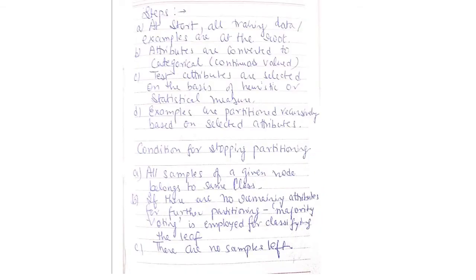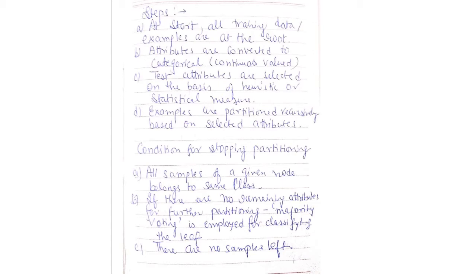At the beginning, when we start, all the training data or examples are at the root level. Then we firstly try to convert all the attributes into categorical attributes. Basically the continuous attributes are converted into categorical attributes. Then we test attributes on the basis of some heuristic function to select them as a measure of partition. Then the training data is partitioned recursively based on the selected attributes.